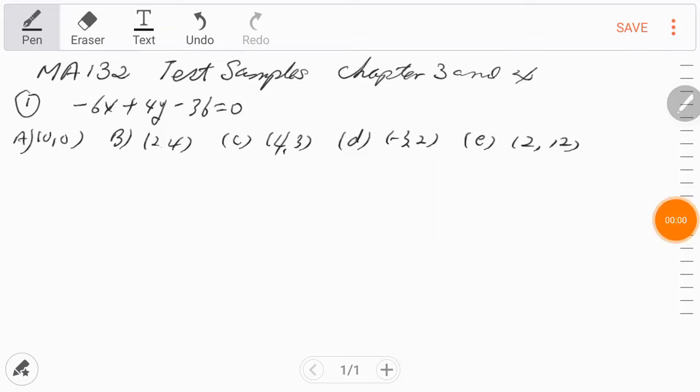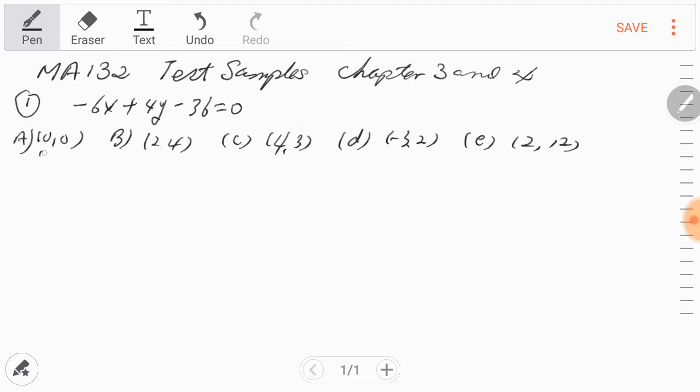Okay, this is solutions to the test samples for chapter 3 and 4. Okay, number 1 is which one of the ordered pairs is a solution to the equation. So in order to find the right pair that satisfies the equation, we have to plug in all the numbers.